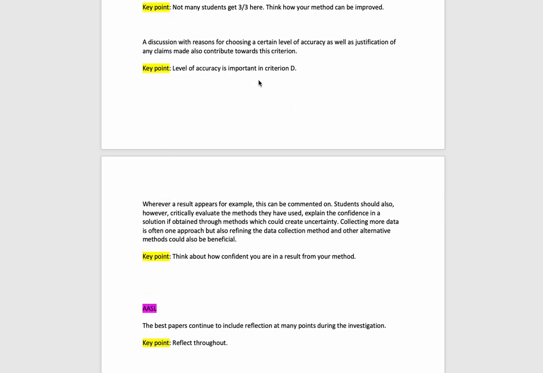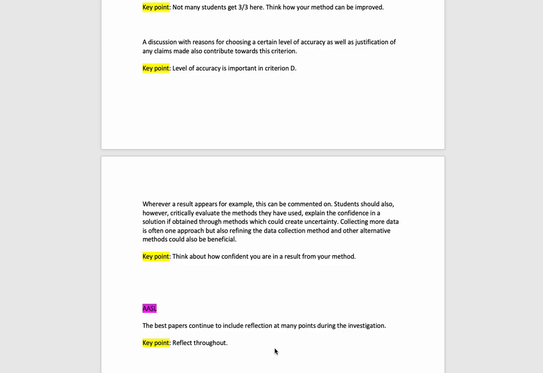Level of accuracy is important in criterion D because you are reflecting on the level of accuracy. So that kind of fits into both B and D. And think about how confident you are in a result from your method. So you get a result and you think, right, this is a result, but don't just say this is it. For example, you're getting the area. One video I've done is the area of the Jumeirah Beach Hotel. You get the area. Don't just say this is the area of the hotel. You have to then think, well, how accurate is this? How good was my method? How confident am I that my result is between a certain range?